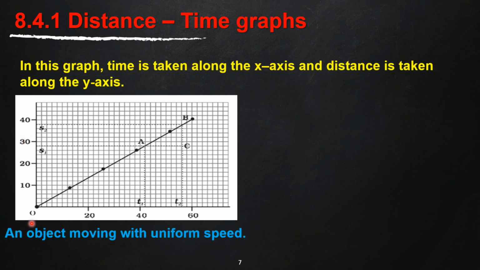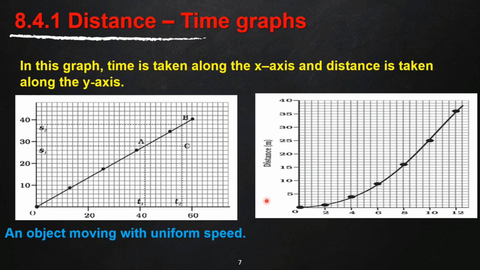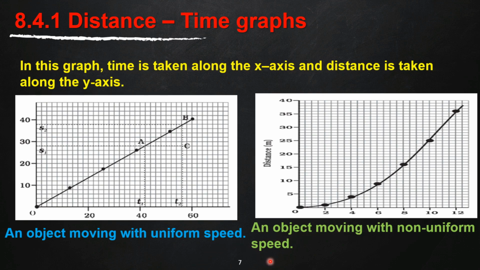Now, this graph is a straight line graph passing through the origin. What does it mean? An object is moving with a uniform speed. So, the distance is changing uniformly with respect to time. Our next graph is again a distance time graph, but this time there is a curve. Distance is not changing uniformly with respect to time. This graph denotes an object moving with non-uniform speed.